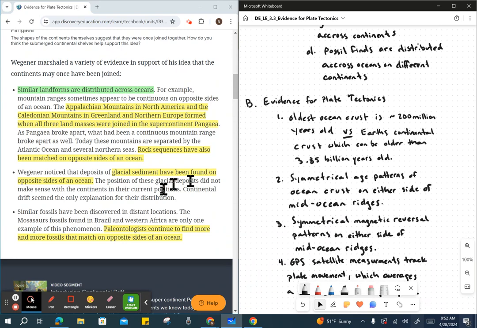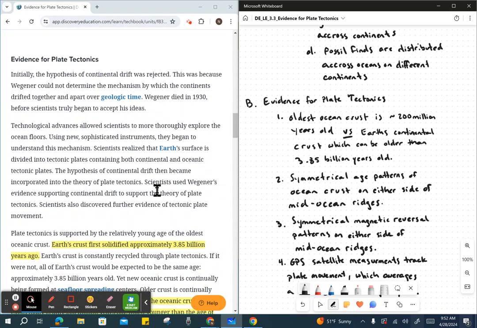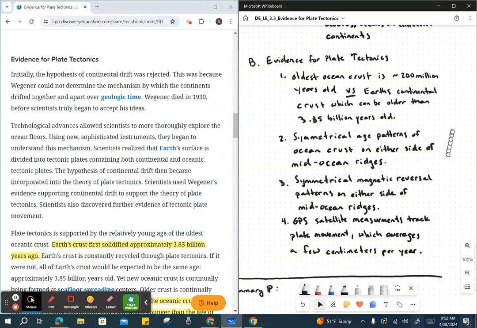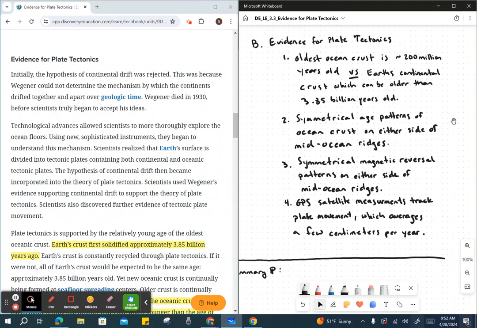Evidence for plate tectonics. Okay, so what else do we have? Number one, the oldest ocean crust. Remember, the ocean crust is being formed at rift zones under the ocean, right? This is where you have seafloor spreading going on. The oldest ocean crust is only about 200 million years old.